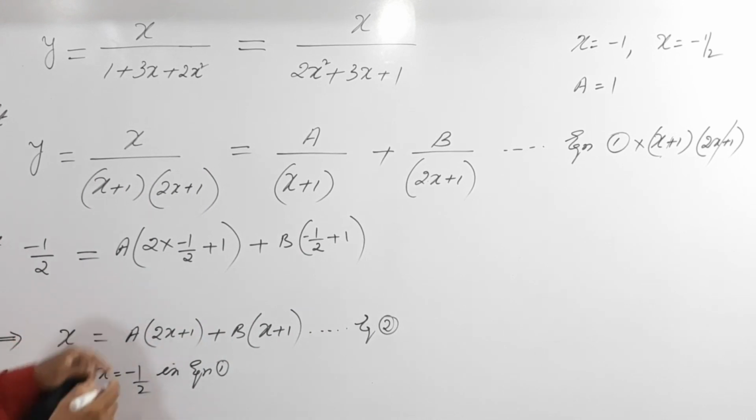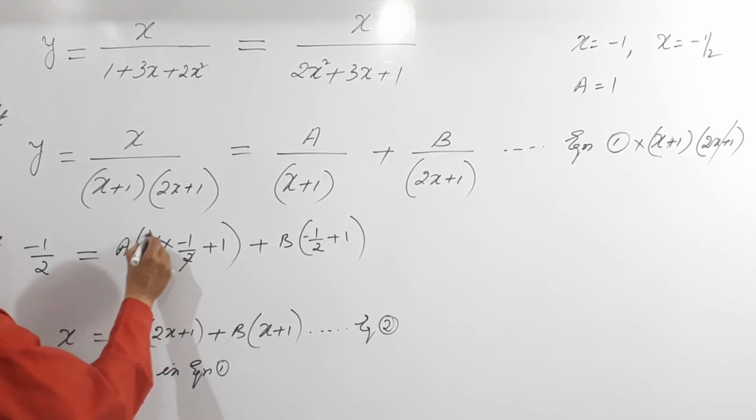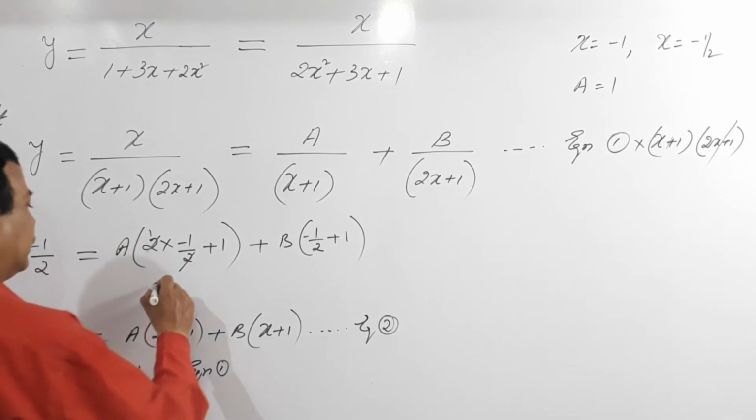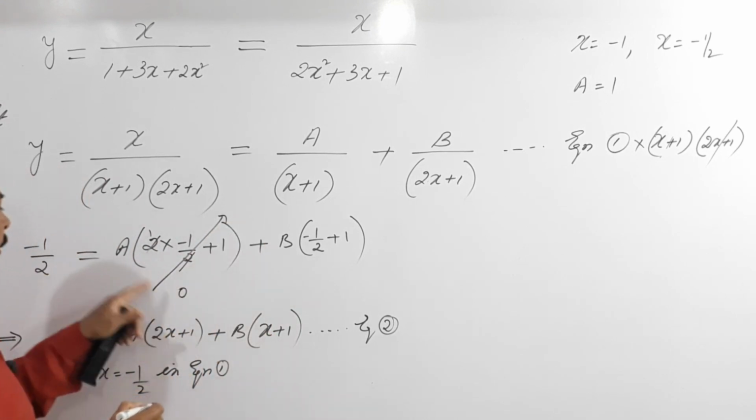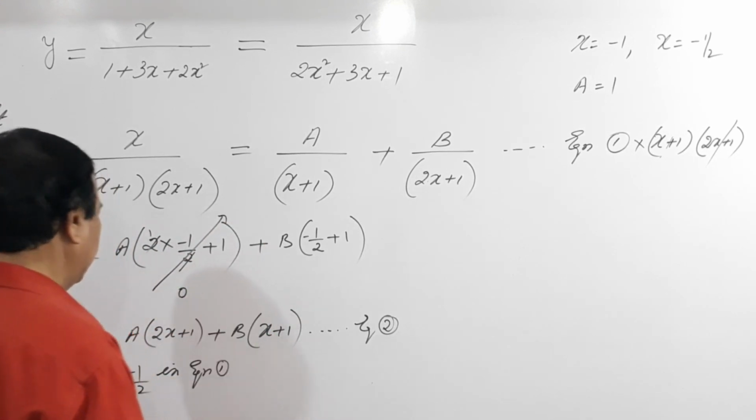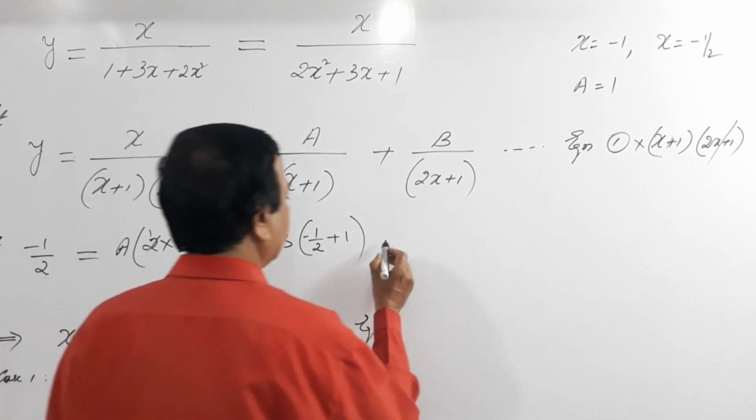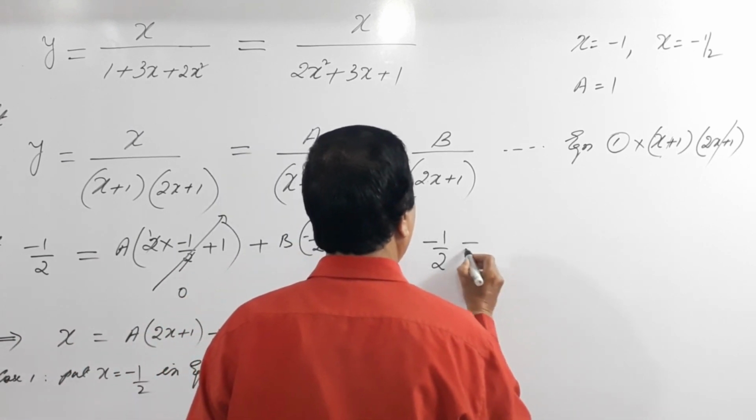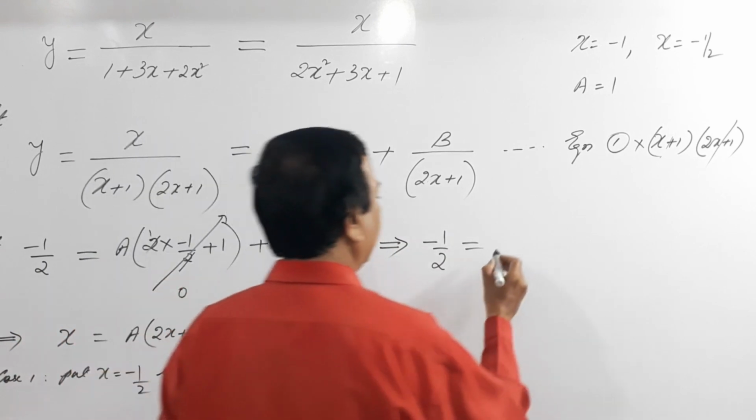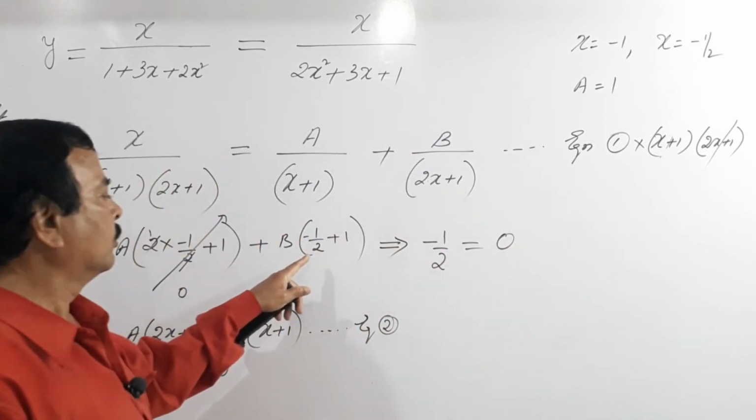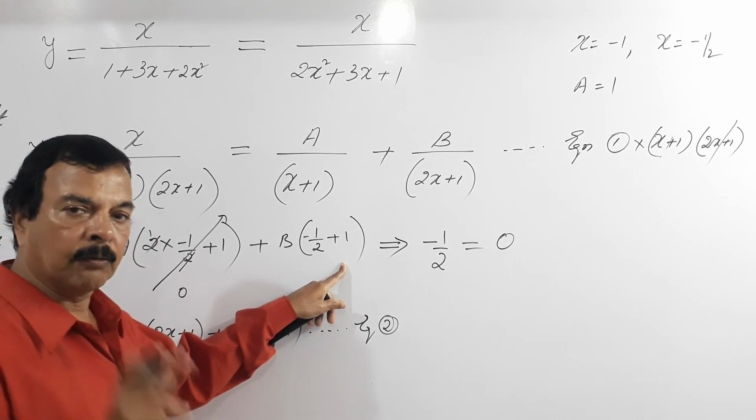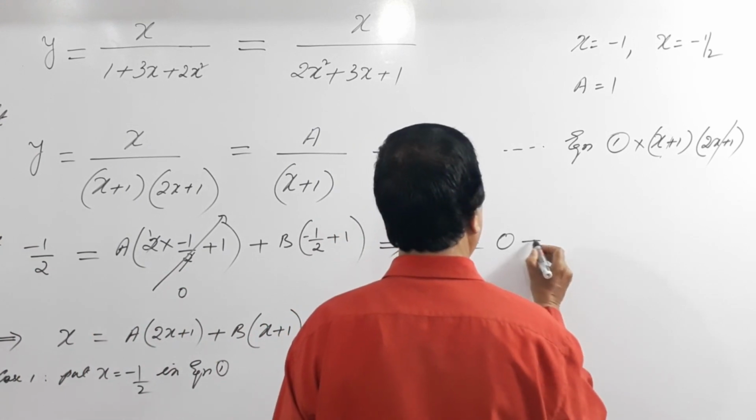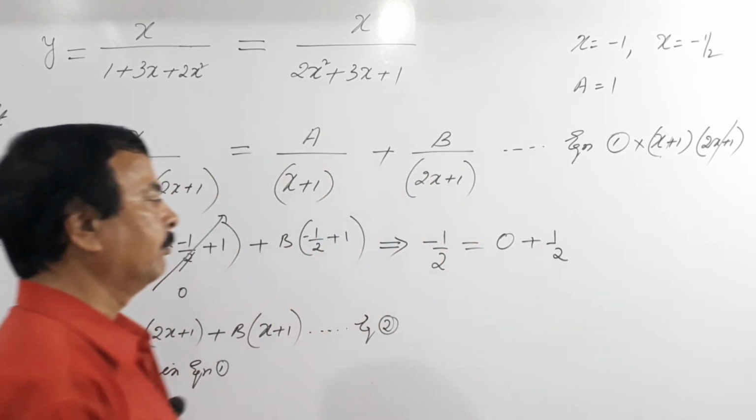So here, 2 halves are 1, so 1 into minus 1 is minus 1, minus 1 plus 1 is 0, so this entire term becomes 0, so 0 into a is 0. Now here, this is equals to what? This is equals to minus half on the left hand side, minus half equals to a is 0, so minus half plus 1, from 1 plus 1 if you remove minus half, it will be plus half, done.